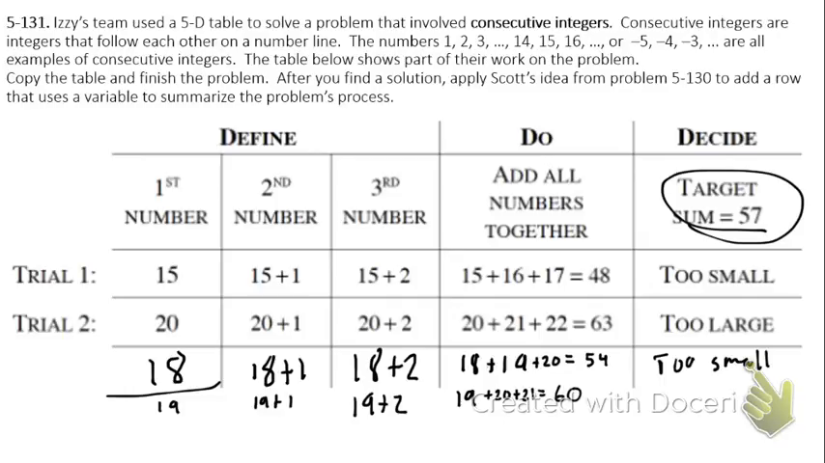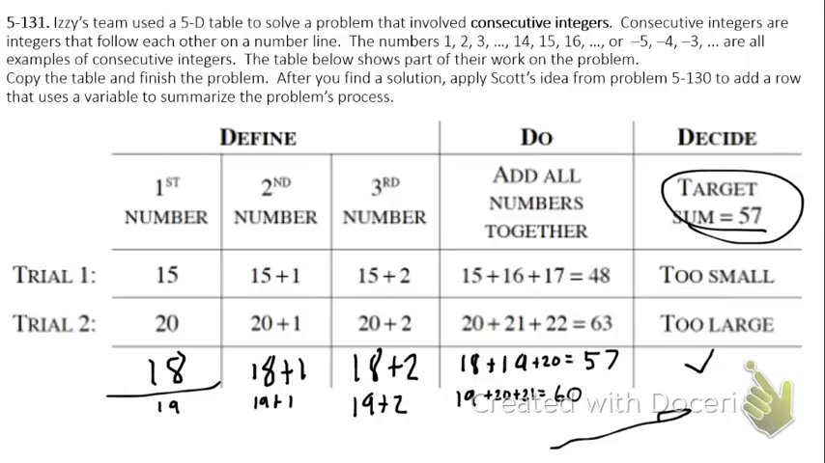Mistake was I added incorrectly on my guess of 18. 18 plus 19 is actually 37. 37 plus 20 is 57, meaning that that was not too small. This was our correct answer.